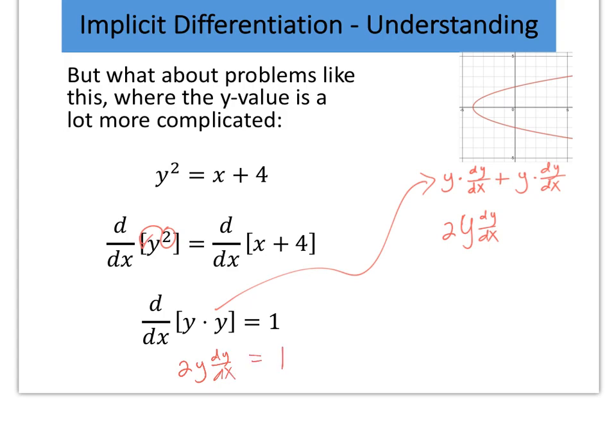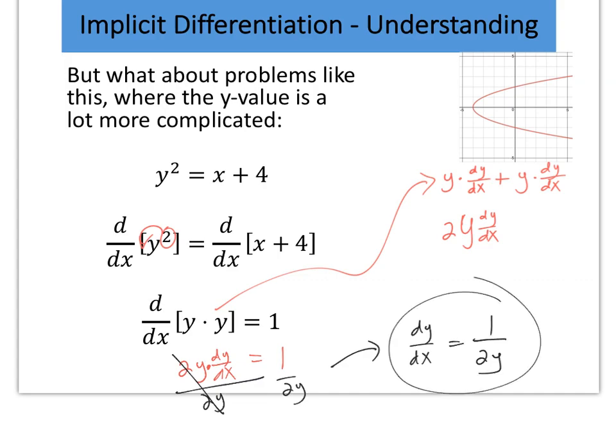Well, boy, I'm in a pickle here because I need to get the dy/dx all by itself, because that's what I'm looking for. I'm looking for the change in y with respect to x. But it's just a big multiplication problem, 2y times dy/dx. And all I would need to do is divide by 2y on both sides. So it cancels out, and I'm left with dy/dx on the left side and 1 over 2y on the right side.